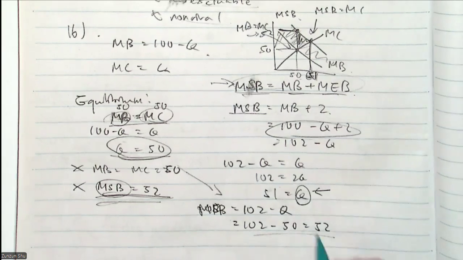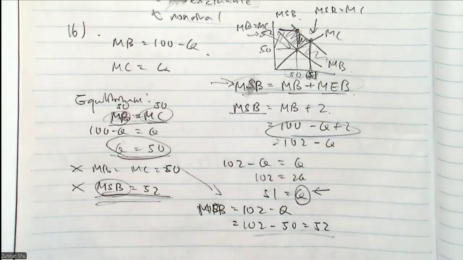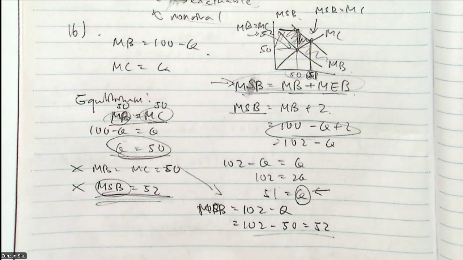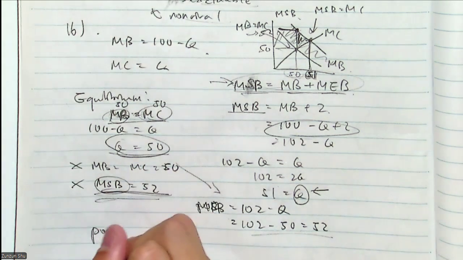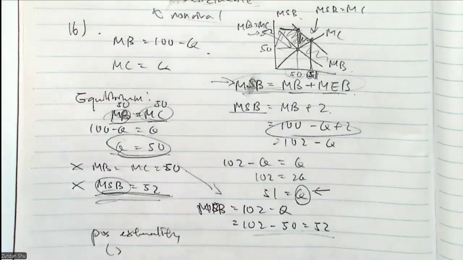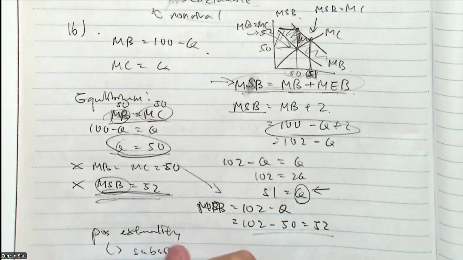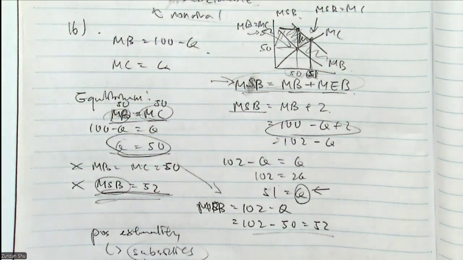So the reason why we have 52 is here. That is your price according to the quantity of 50 on your MSB load. Okay, and to achieve efficiency, first, this is a positive externality. So that means you're going to impose subsidies, yes, subsidies. Okay. And how much of a subsidy are we going to do?